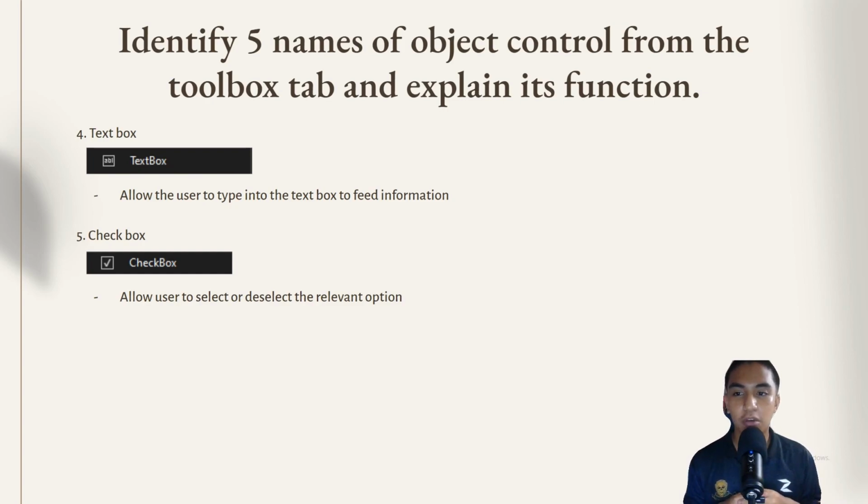Number 5 is checkbox. Checkbox allows the user to select or deselect the relevant option. So with checkbox we will have a couple of options, and then the user can select or deselect the relevant option. For example, which high school have you graduated from, A, B or C, and if the user graduated from A, the user will check box A. If the user graduated from B, check B, and so on and so forth. So that is how the checkbox is used.